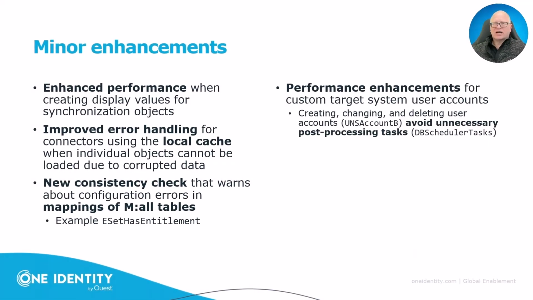And some minor enhancements as well for the synchronization. First, the enhanced performance. This is pretty nice, and that happens all the time from release to release, that there are some customer messages, and we then try to make things faster depending on data situations customers can send us. This happens again, this time for creating display values during the synchronization. We also improved the error handling for connectors using the local cache. That's another performance issue. New consistency checks warn about configuration errors on mapping to M2M tables.